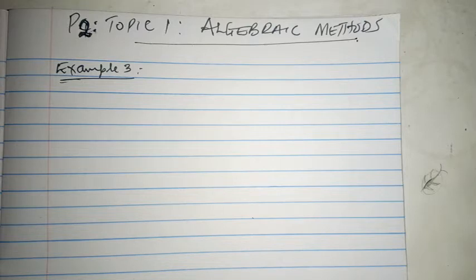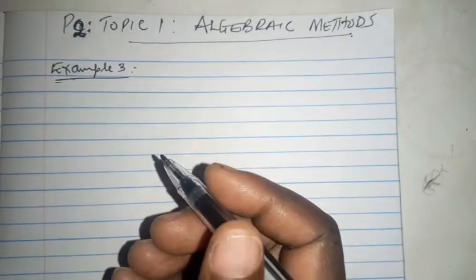And this morning I want us to continue looking at topic number 1 of Pure Mathematics 2. And we are in example number 3. Remember, we are doing algebraic methods. And in this example, I just want to explain something very important.